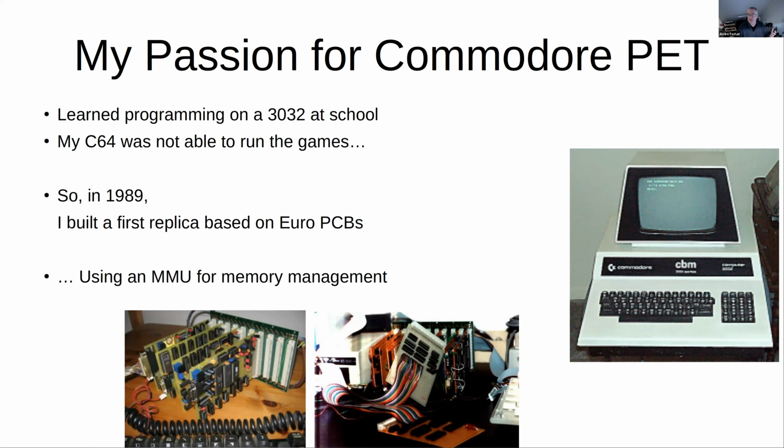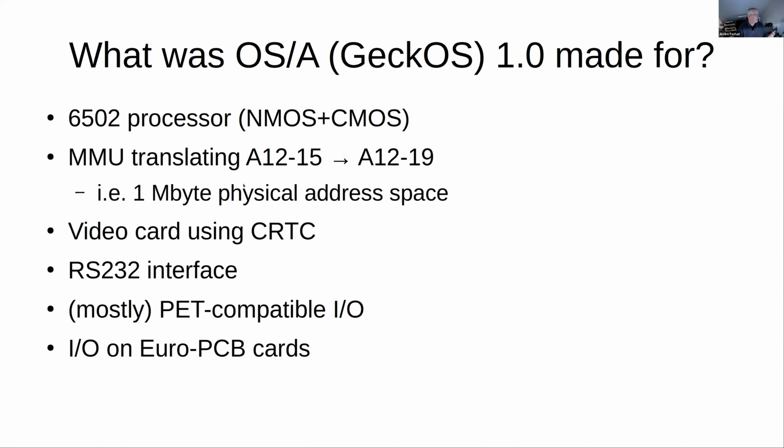The MMU was able to split the 64K of memory into pages of 4K each, and could map that from a maximum of 1 megabyte of memory available on the bus. Because the BIOS board, as I call it, had 32K of RAM, and the video board has 64K of RAM, I already had 96K in the default configuration. That was very nice, and it ran up to 2 megahertz. That was what GeckOS was made for.